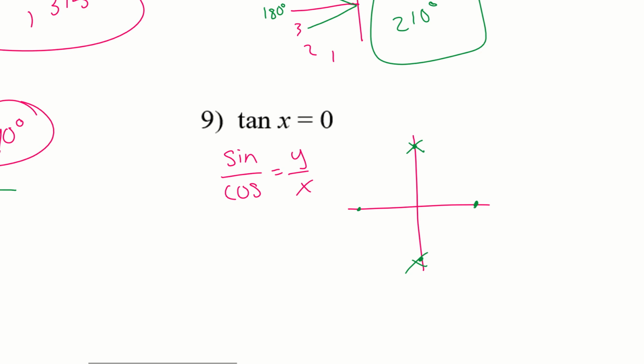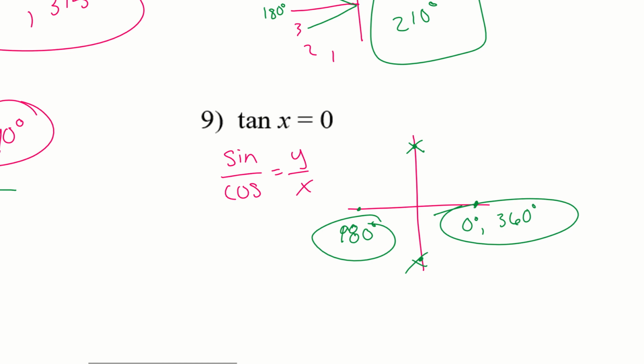But we can use the left or right because it will be at 0, either at 180 or at 0, as well as 360. So remember this point over here is 0 and 360 degrees, and this point over here is 180. I was about to put 90. So 180 and then 0 and 360.